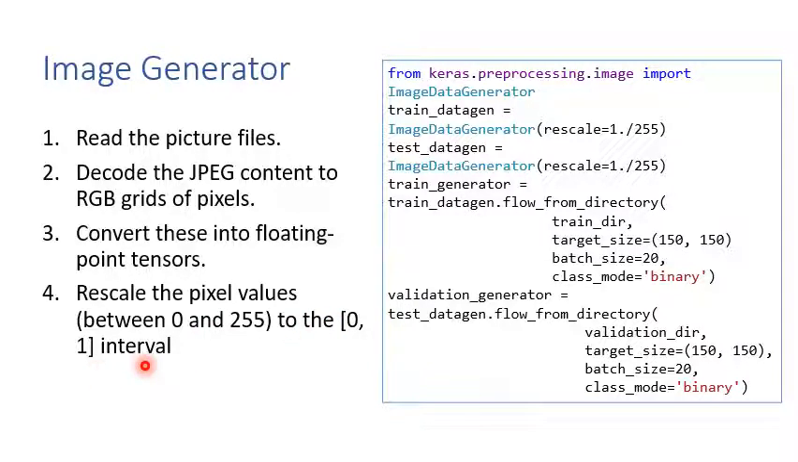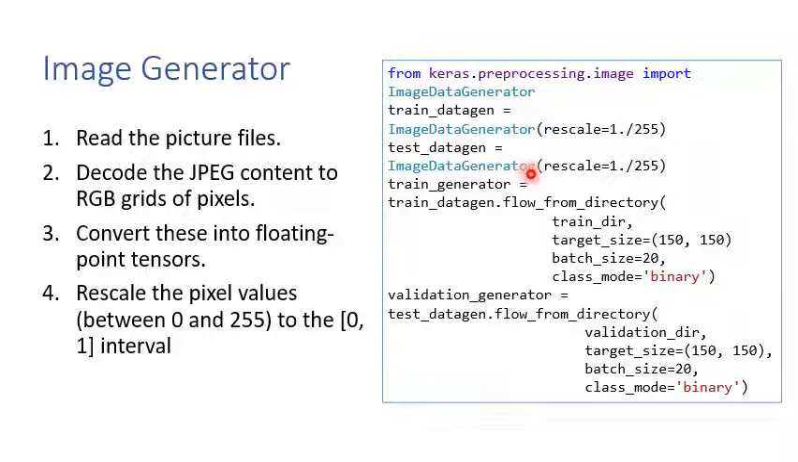Okay, so here's the code. First, we import the ImageDataGenerator class from the Keras preprocessing image library. Then we can use the image generator to preprocess or rescale our images. And we need two generators. One is for training data, and another one is for test data.